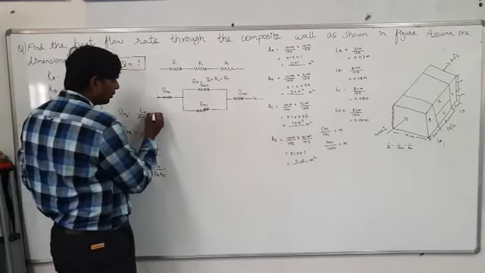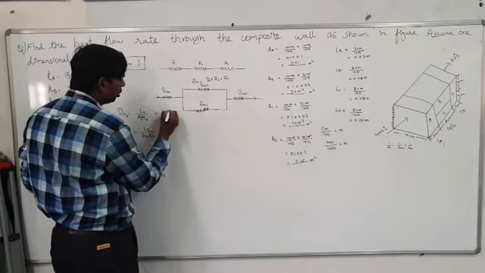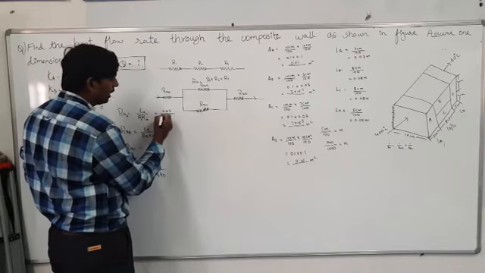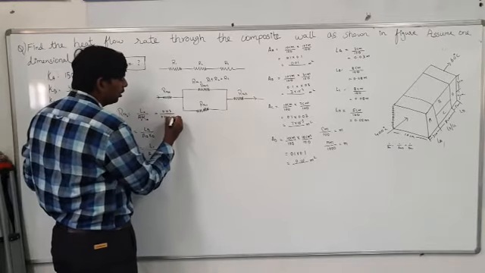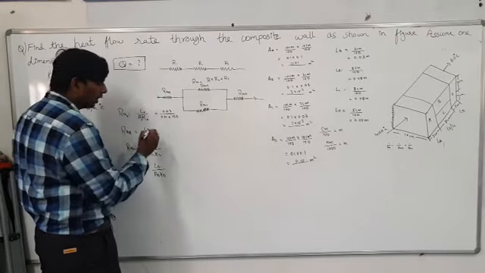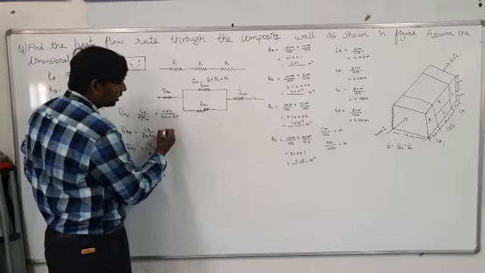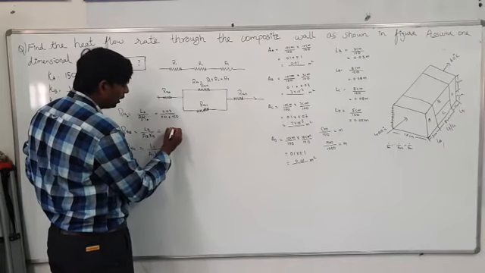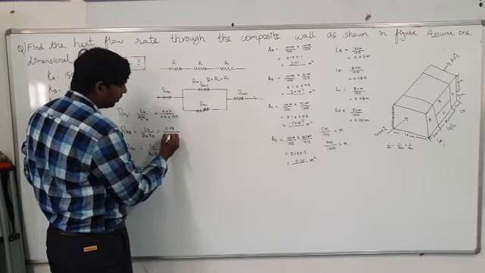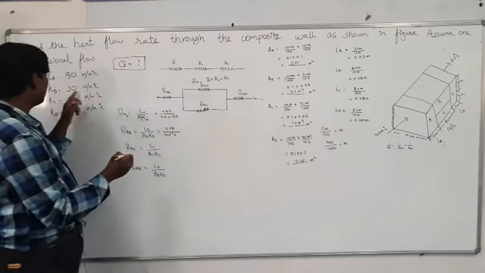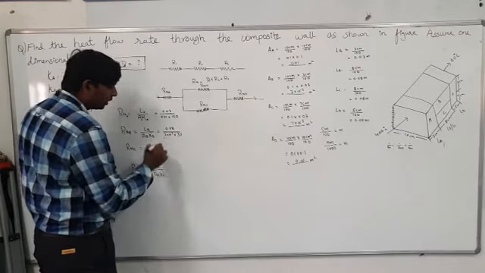After that, you have to substitute the values. LA is equal to 0.03. Area A is equal to 0.01, and K value given in your question is 150. We'll solve that later. LB value is 0.08. Then AB value is 3 into 10 to the power of minus 3, and KB value is 30.